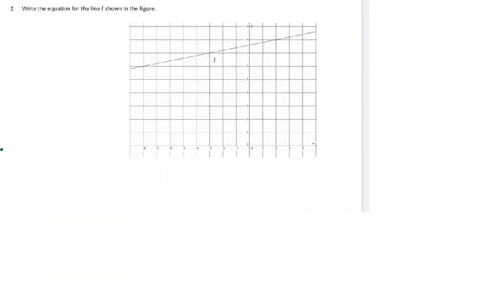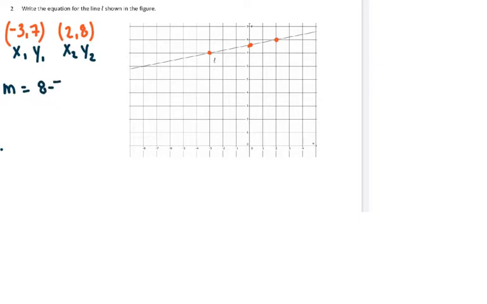All right, so let's look at this line right here. Remember, we're going to use two points on this line in order to figure out what this y-intercept is. Well, we're going to use those two points to calculate the slope. So here are our two points. One point on my line is -3, 7, and the other point on my line is 2, 8. Now I'm going to label those x1, y1, x2, y2, and figure out my slope. My slope is 8 minus 7 over 2 minus -3.